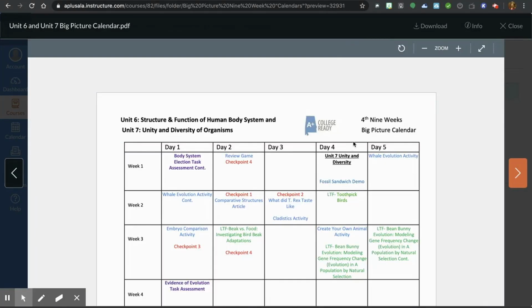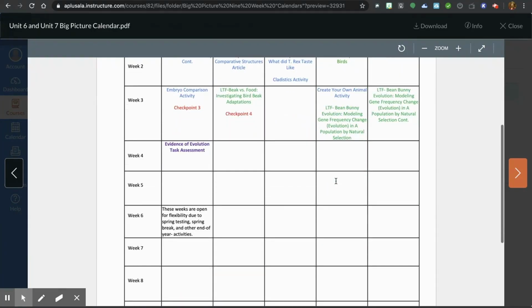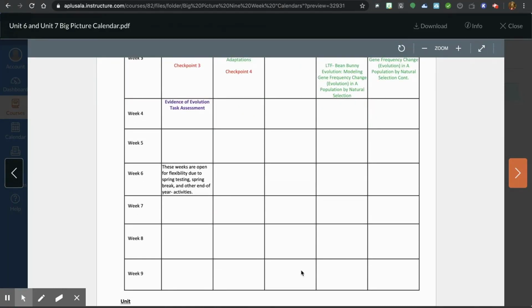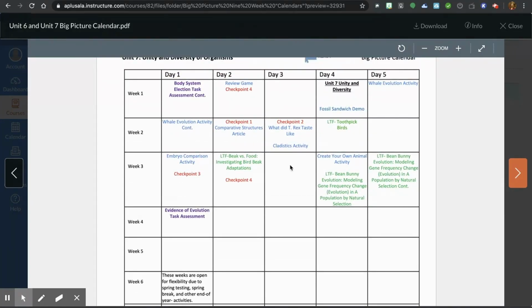And I want to draw attention to the fourth 9 weeks Big Picture calendar because we know that the fourth 9 weeks is consumed with state testing and field trips and May days and all of those things at the end of the year that we try to cram in. So if you notice, we finished with this curriculum 3 weeks into that last grading period.